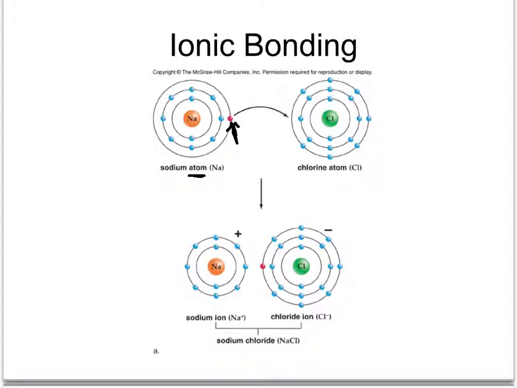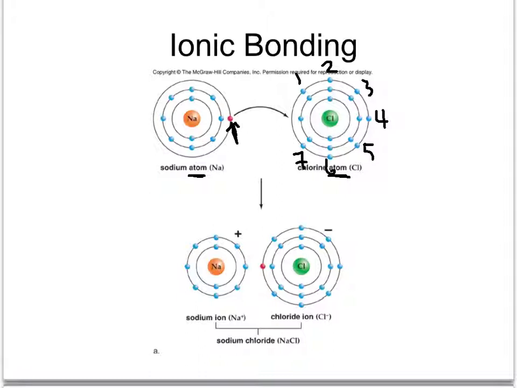Well, if I put a whole bunch of sodium atoms into a container with a whole bunch of chlorine atoms, the chlorine atom only has 7 valence electrons: 1, 2, 3, 4, 5, 6, 7. In order for that last octet, that last shell, to be stable, it wants to have 8.